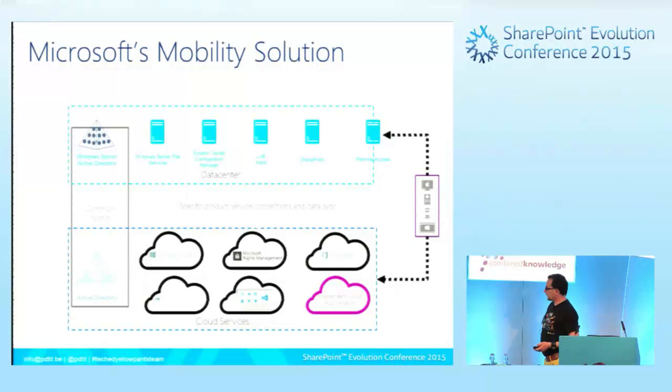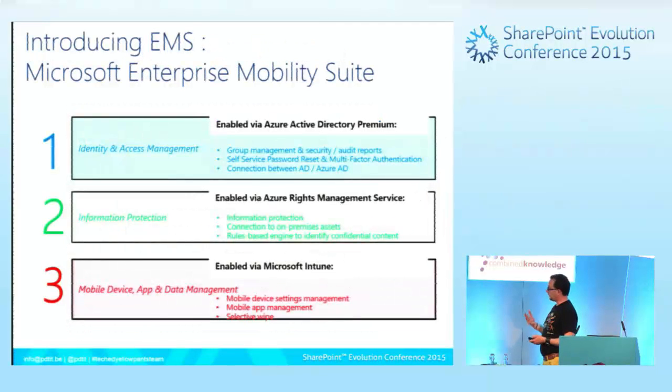And then quite important, it all starts from Active Directory. The internal one, a cloud-based one, and again, a hybrid one. It's all possible. And then the applications, of course, they are somehow talking to each other. 3 components of EMS, Enterprise Mobility Suite. It's first of all based on Azure Active Directory Premium.